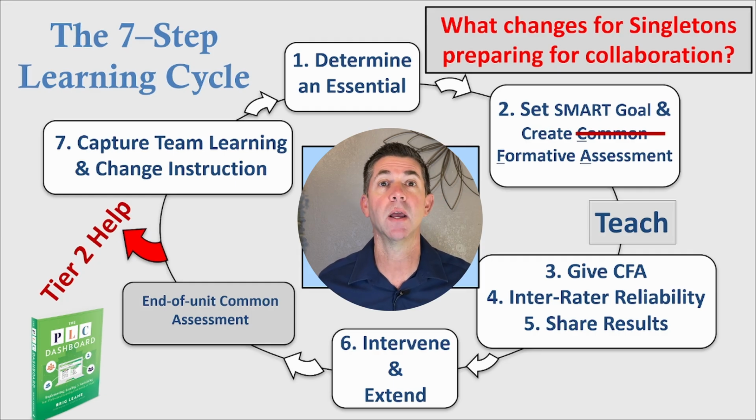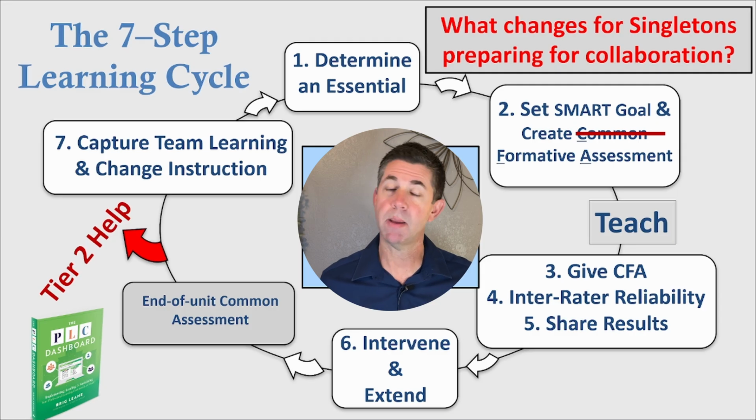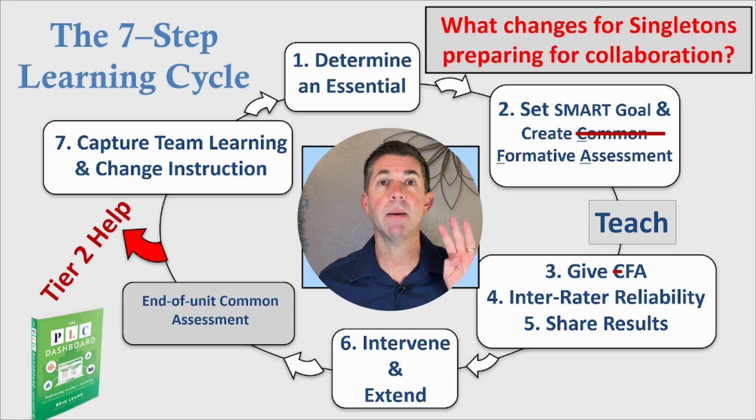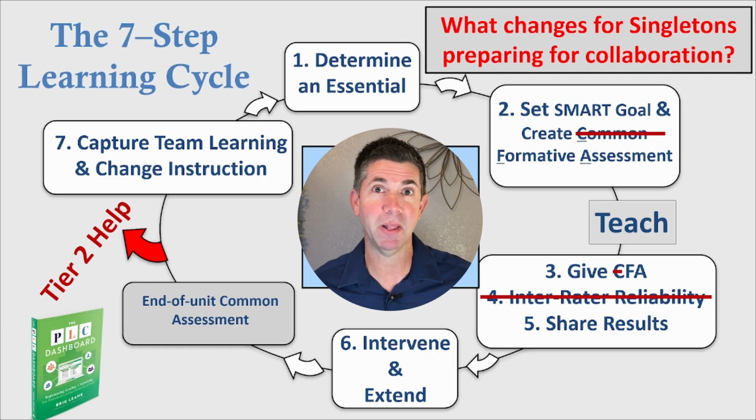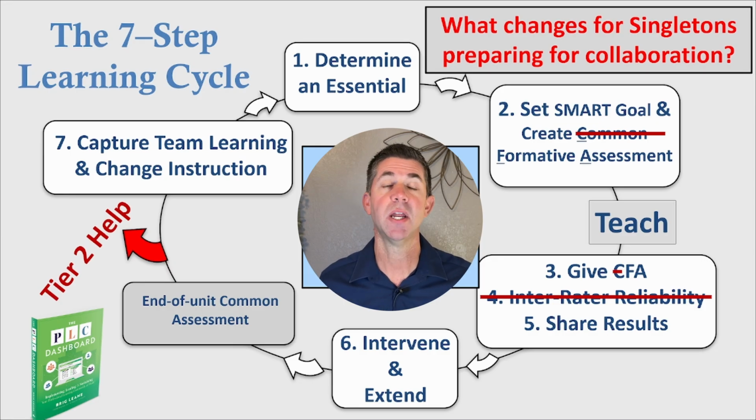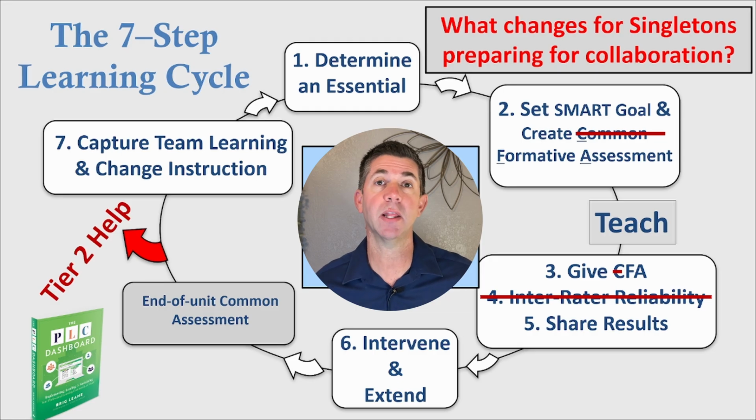They would just be creating a formative assessment. Again, it'd be quiz-like, it would be short, it could be a project, it could be a presentation. Then we do the teaching. In step 3, we wouldn't give a common formative assessment, but we could give a formative assessment. Now step 4, that one does disappear if you're a singleton working in isolation. There is no one else to ensure inter-rater reliability because you know that singleton's the only one grading the assessment. But step 5, we could not share results because there wouldn't be a colleague, but we could know the results, kid by kid, skill by skill on each essential. Then we could still intervene and extend in step 6 in class.